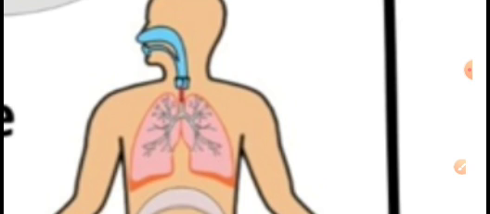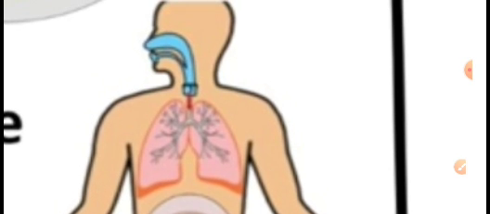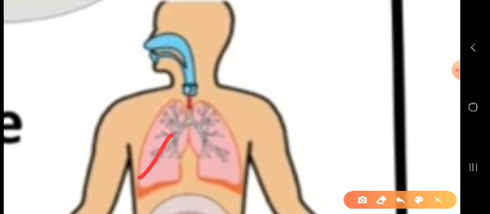So children, these are the pair of lungs. Pair of means two lungs. So here we have two lungs. So we have a pair of lungs.